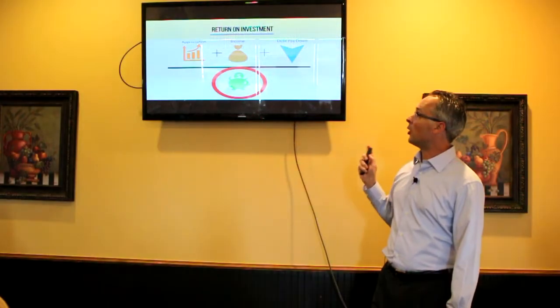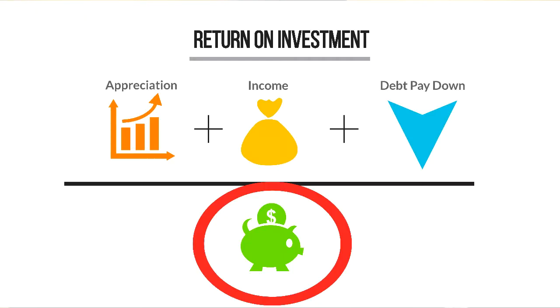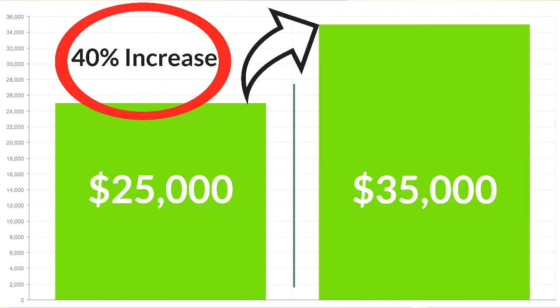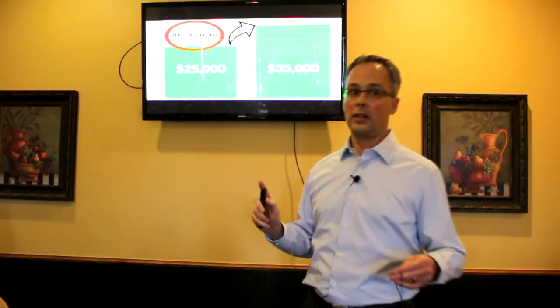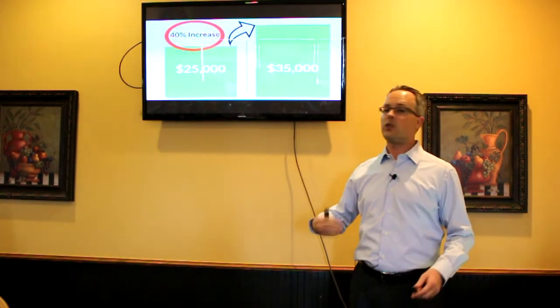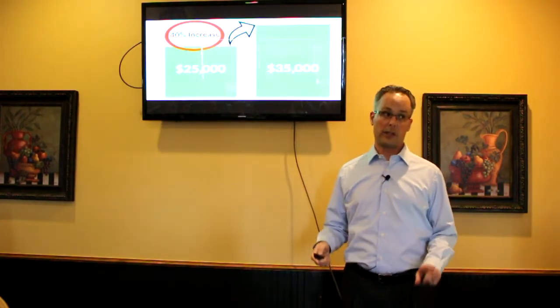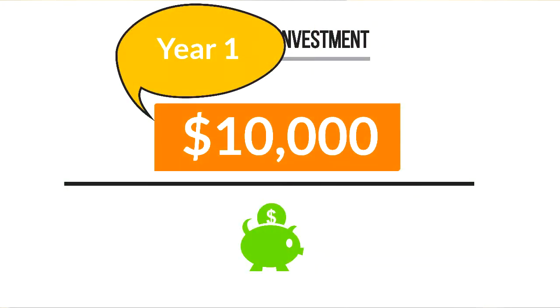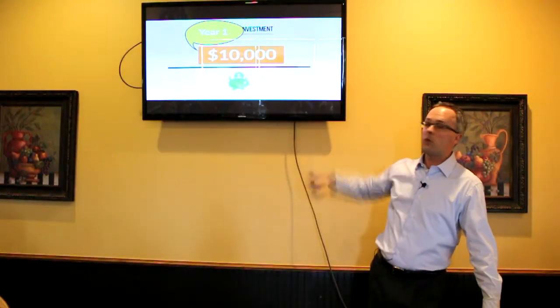Okay, so this part right here was 25, goes to 35. This is a 40% increase. Okay? That's how it kind of works when you first get into a property, is you have this huge increase on your investment, percentage-wise. So this increase right here just so happens to be the return for year one. That's what you made. You made that on the appreciation and the debt pay down, and that goes right there.